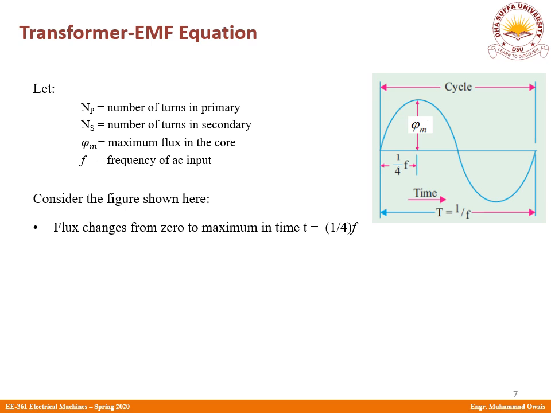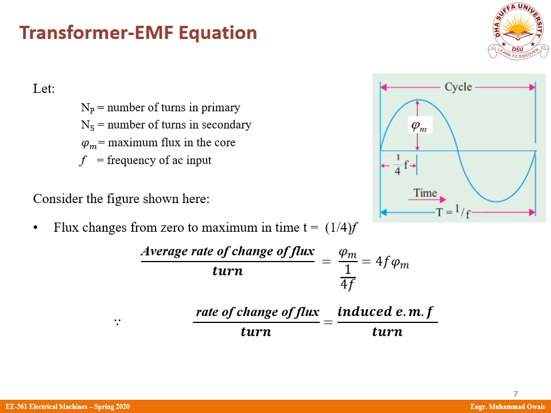Then, if we want to find out the average rate of change of flux per turn, this should be nothing but the change in flux. From 0 to phi m, it's changing. This is the change in flux, phi m minus 0. And this is the time duration, 1 over 4f, so the average rate of change of flux essentially gets equal to 4f into phi m.